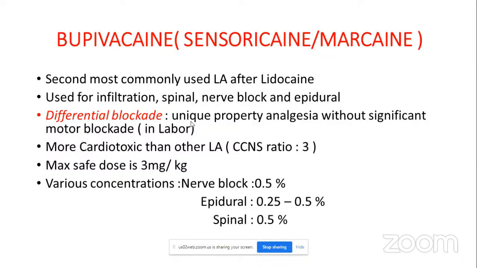And it is more cardiotoxic than other local anesthetics. As I told, the CVS to CNS ratio is 3. Maximum safe dose is 3 mg per kg. Various concentrations used for bupivacaine are: for nerve block 0.5%, epidural 0.25 to 0.5%, and spinal 0.5%.